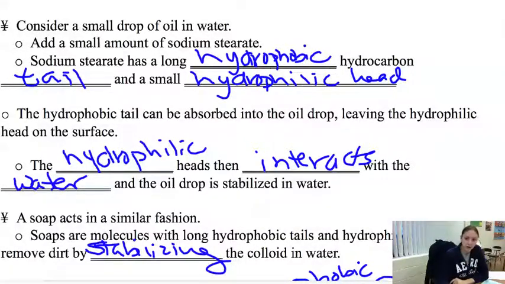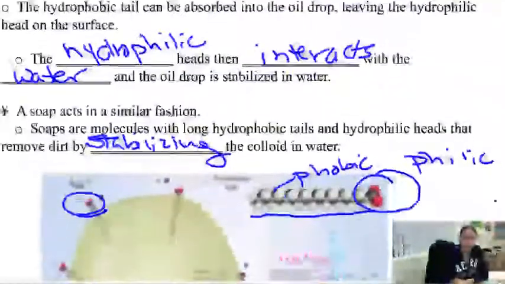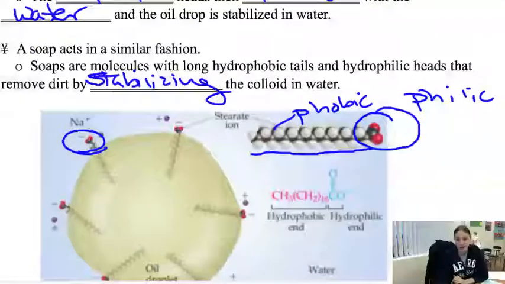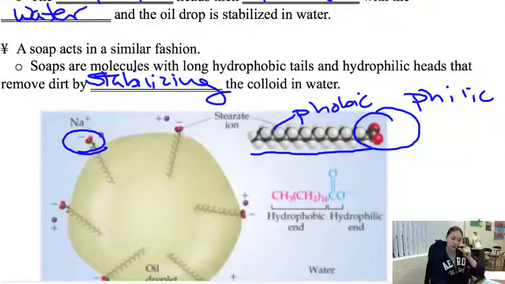A soap acts in a similar fashion, whereas soaps are molecules with long hydrophobic ends and then hydrophilic small ends on the other one that then remove dirt by stabilizing the colloid in water. So you have the stearate, and then you have the long end that doesn't want it to be anywhere near water. So the end that doesn't want it anywhere near water gets absorbed into oil, and the part that likes water kind of sticks out on the end and will then interact with the water.